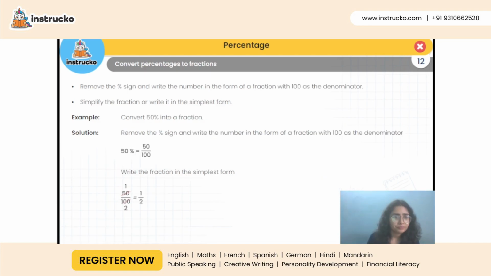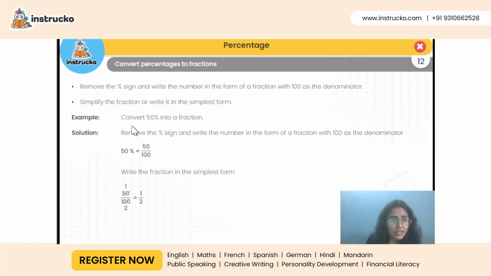So let's go. Now converting percentages to fractions. First we did fractions to percentages. Now we will do percentages to fractions. How do we do that? So first remove the percent sign and write the number in the form of a fraction with 100 as the denominator. I told you, percent basically means divided by 100. So if you remove this percentage sign, all that you need to do is divide the number by 100 and it will basically mean the same.